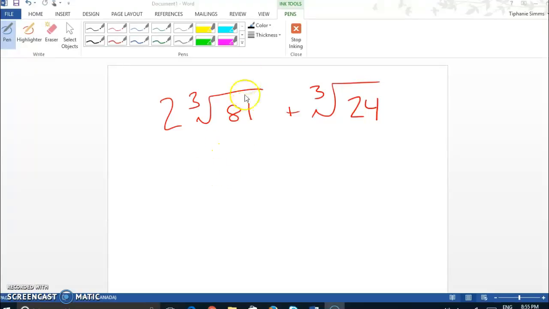Nicole, let's check these out. We got 2 times the cubed root of 81 plus the cubed root of 24. So what we're going to do, we're doing higher order roots here.